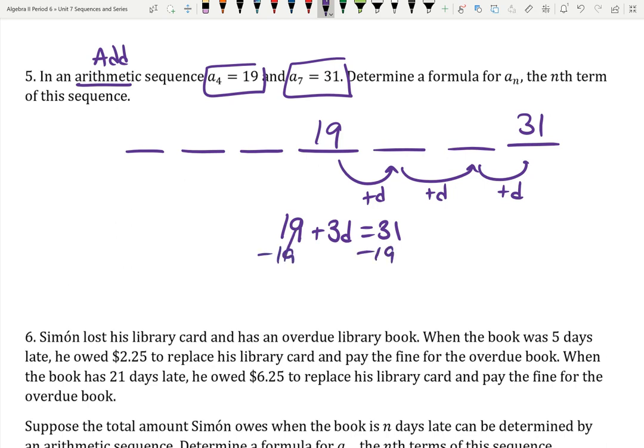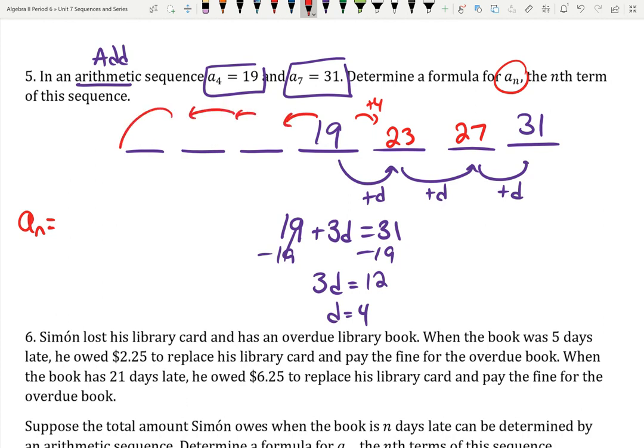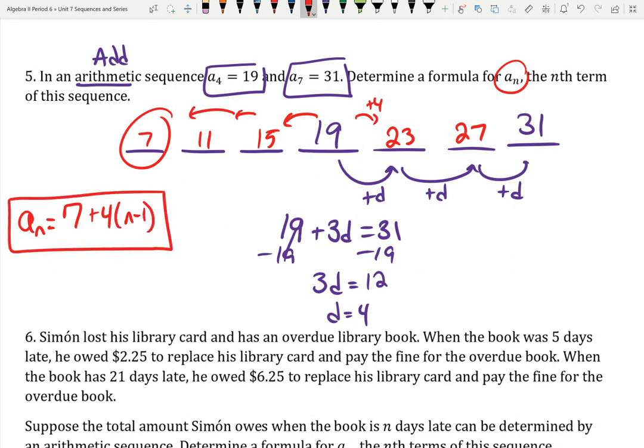And then we can all solve two-step linear equations because we passed 7th grade. I got a common difference of 4. So apparently I need to add 4 to get the next term. Yes, I do. But to write the formula, I've got to get back to home base. How do I get back to my home base of the first term here? Well, instead of adding 4, subtract 4. 7 plus 4, n minus 1 times. Not too bad, not too bad.